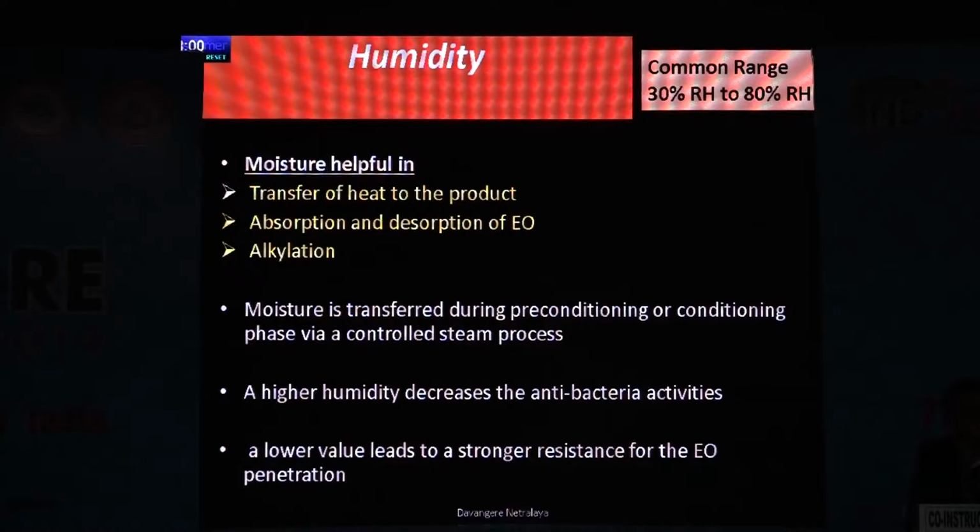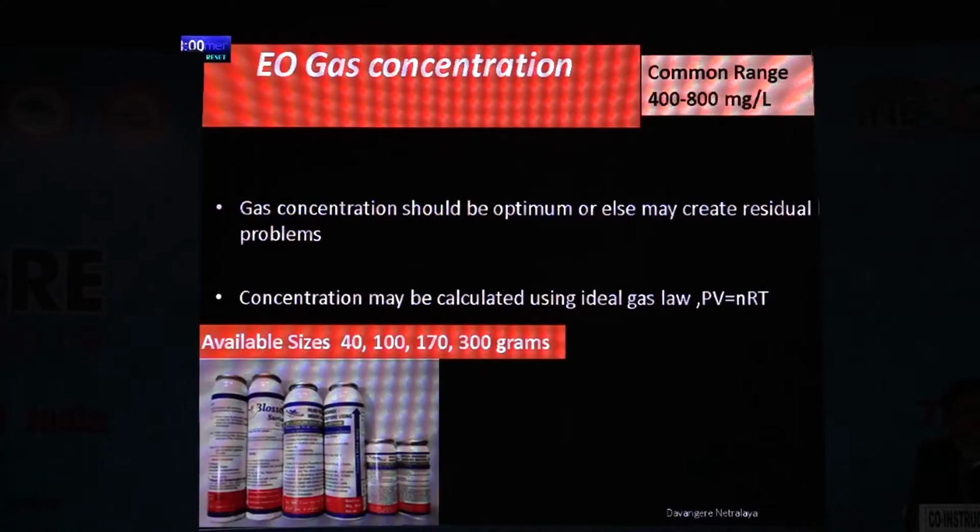Next, humidity. Why humidity is very essential for ethylene oxide sterilization is, once transfer of heat is optimum, when the moisture is there, absorption and desorption of ethylene oxide occurs more effectively, and the sterilization process is also very effective. High humidity decreases the antibacterial activities, lower causes defective sterilization. So you should maintain an optimal humidity of around 30 to 80% in your sterilization process.